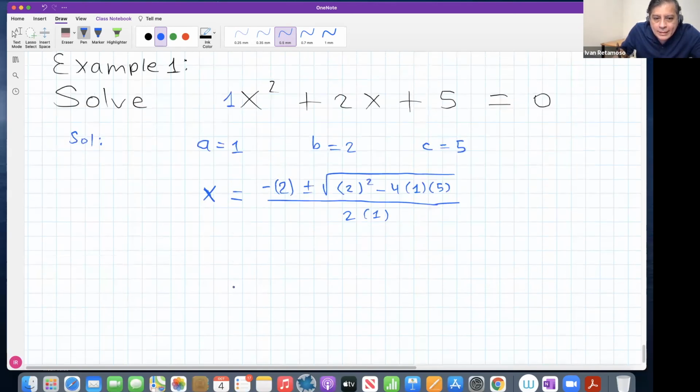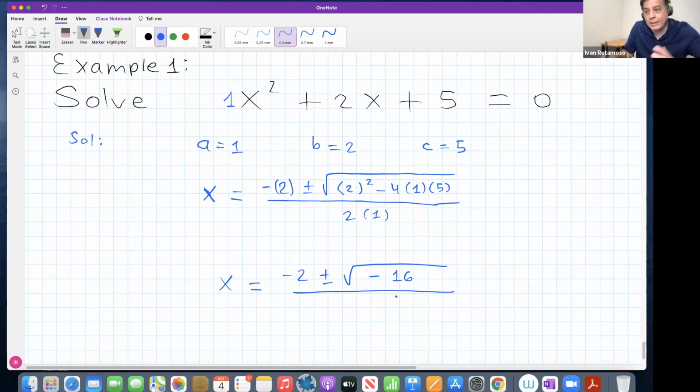Let's work this out. x equals negative 2 plus or minus what? The square root of 2 squared, which is 4, minus 4 times 5, which is 20. 4 minus 20 is negative 16. You can compute these things with your calculator in case the numbers are not friendly. But now 2 times 1 is 2. Aha, Professor, I got myself in trouble. I got the inside of the radical as a negative number.